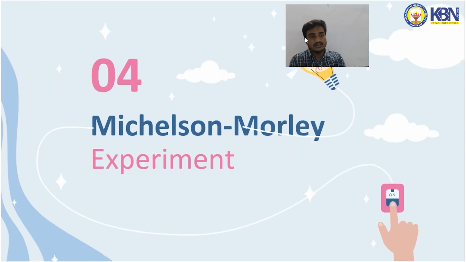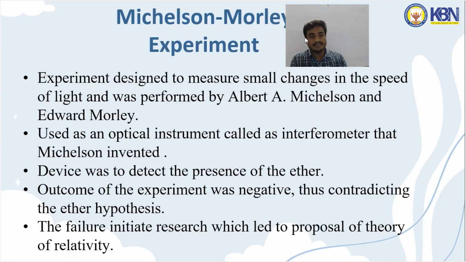Now going into the fourth content, the Michelson-Morley experiment. The Michelson-Morley experiment was designed to measure small changes in the speed of light and was performed by Albert A. Michelson and Edward Morley.